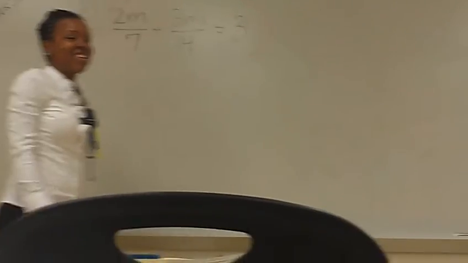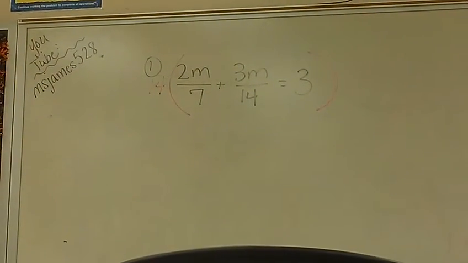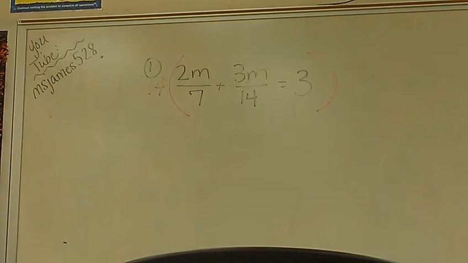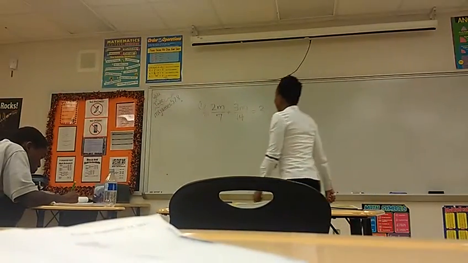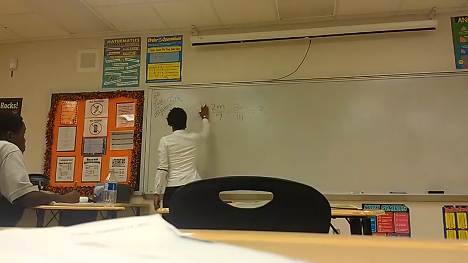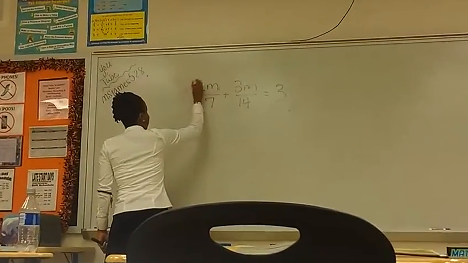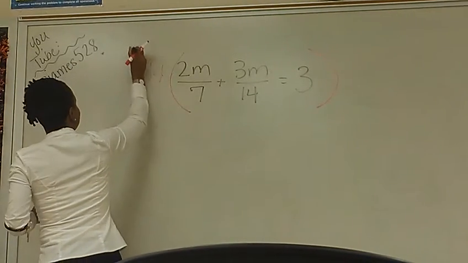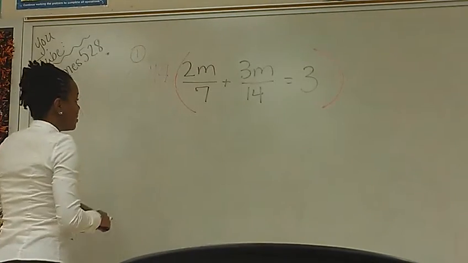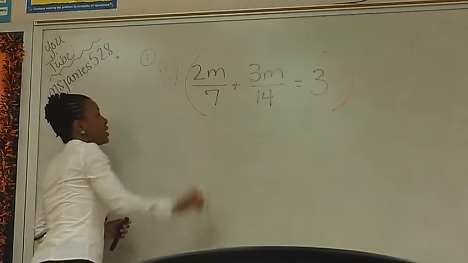Why? You'll see why. Because Miss James showed you something that she said you were going to use later called canceling. Do you remember that? Yes. Okay, somebody remembers it. So, here we go. This 14 and this 7 are going to cancel.